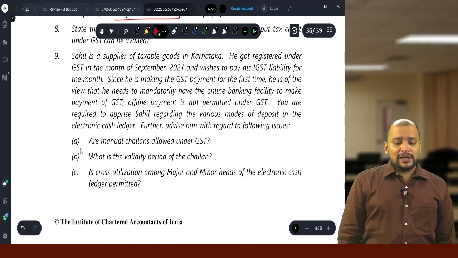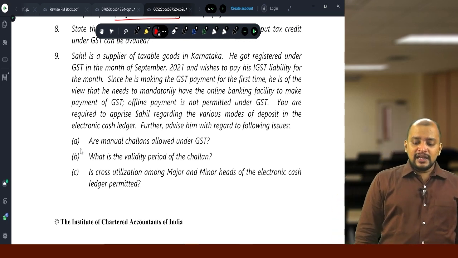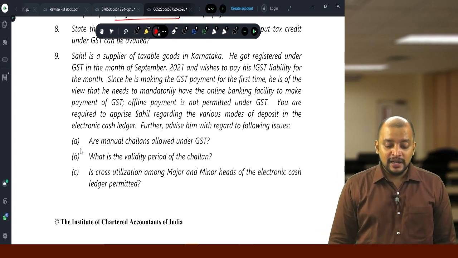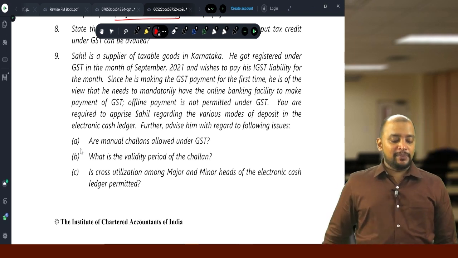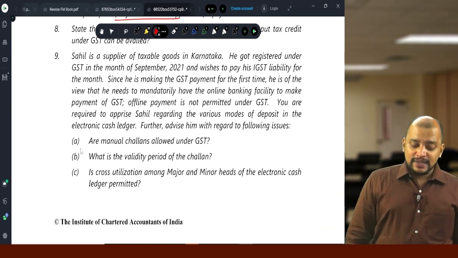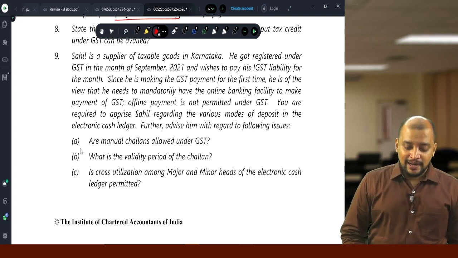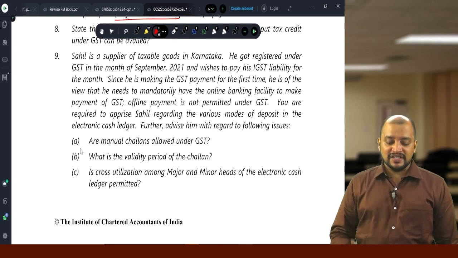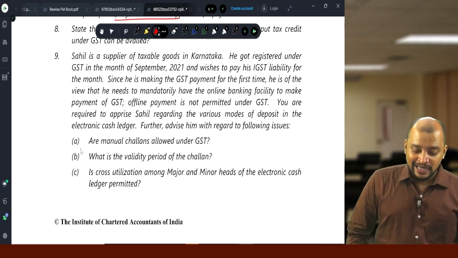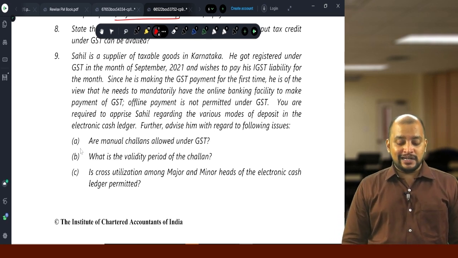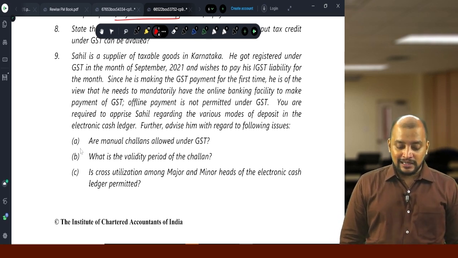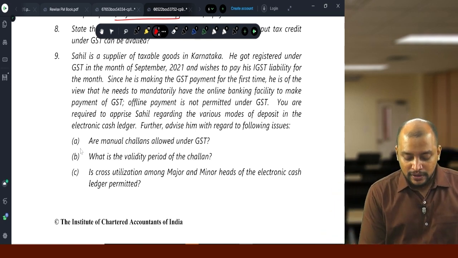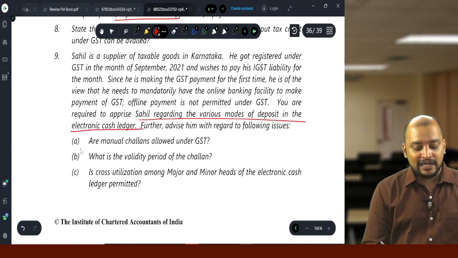Shahil is supplier of taxable goods in Karnataka. He got registered under GST in the month of September 2021 and wishes to pay IGST liability for the month. Since making the GST payment for the first time, he is of the view that he needs to mandatorily have the online banking facility to make the payment of GST. Offline payment is not permitted under GST. You are required to apprise Shahil regarding the various modes of deposit in the electronic cash ledger. What are the various modes of deposit in the electronic cash ledger?